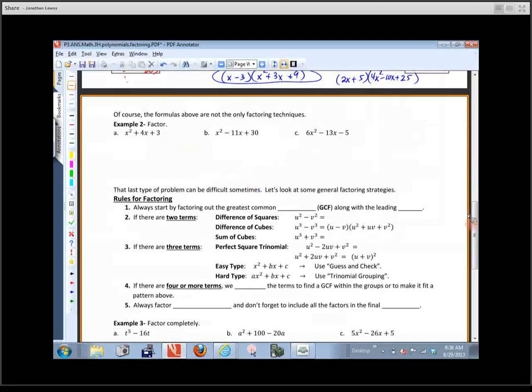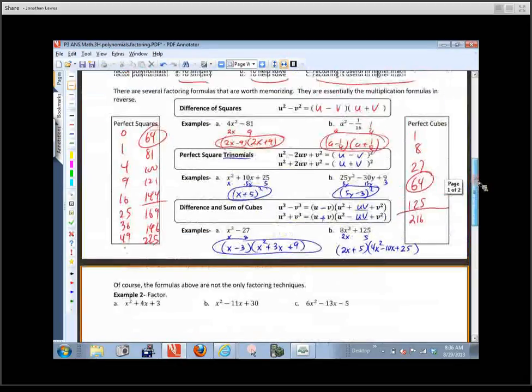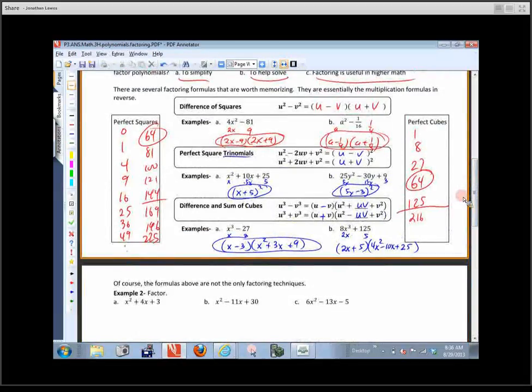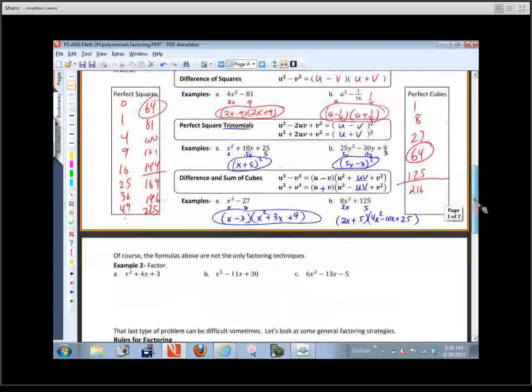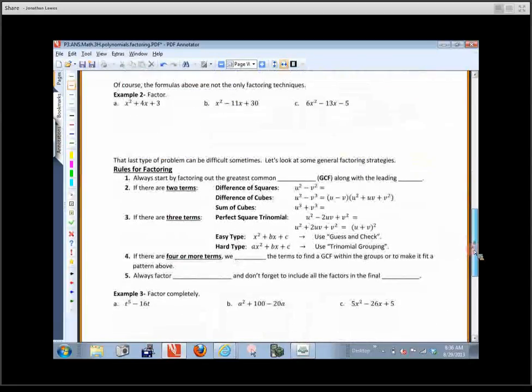Okay, those are special factoring formulas. You should memorize those. Those are going to come up all the time. If you've got them memorized, that's going to make life easy. Okay? Those aren't the only ways that we factor. A lot of times we'll factor stuff like this.